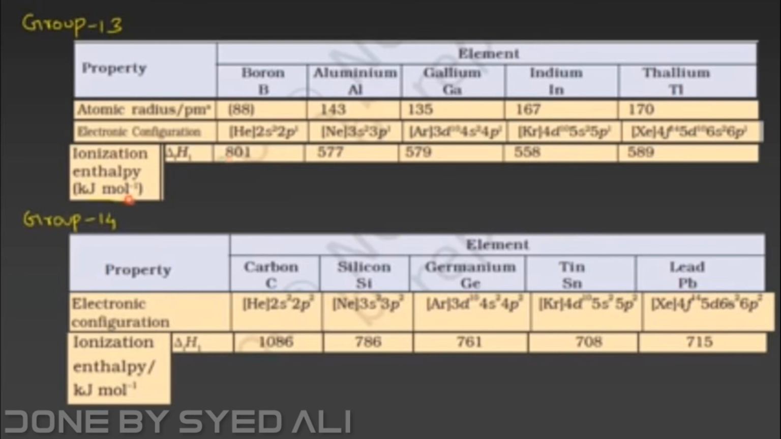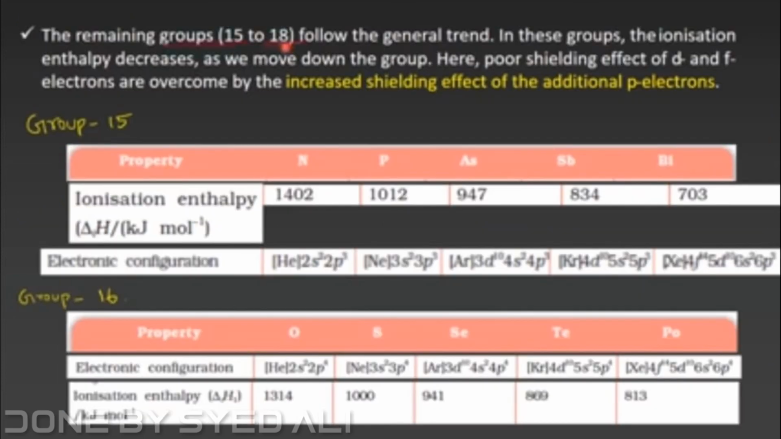The remaining groups, that is 15 to 18, follow the general trend. In these groups, the ionization enthalpy decreases as we move down the group. Here, the poor shielding effect of d and f electrons is overcome by the increased shielding effect of the additional p electrons. The ionization enthalpy of elements in successive groups is higher than the corresponding elements of the previous groups, as expected.